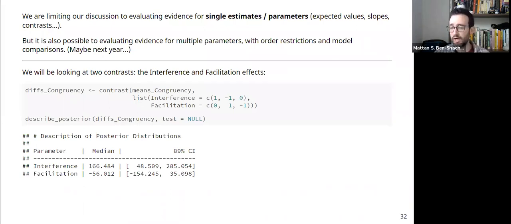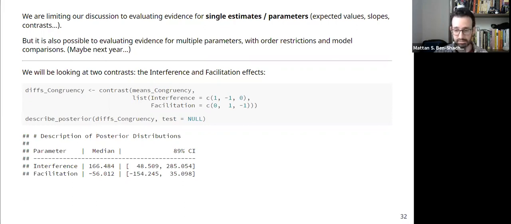Let's first create our contrast. So again, I'm using the emmeans package for that. I'm using a contrast for my interference effect and for my facilitation effect. And I'm again using describe posterior from bayestestR. We can see that the interference effect ranges between 48 milliseconds and 285 milliseconds with a median value of 166. And we can see that the facilitation effect ranges from minus 154 milliseconds to plus 35 milliseconds with a median of 56 milliseconds.